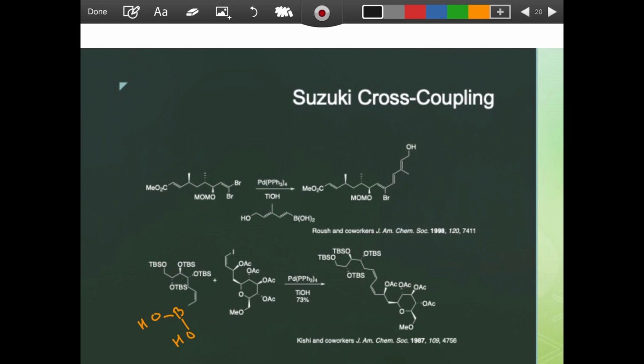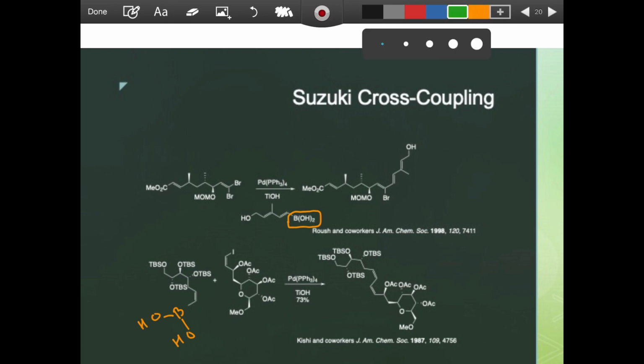You see, I forgot to put the boron on this. I'm sorry. So here you have boronic acids, and that boron is non-toxic. These are, for the most part, pretty bench stable. You can just throw them on the bench and they're going to be there forever. And then you're able to do cross couplings.